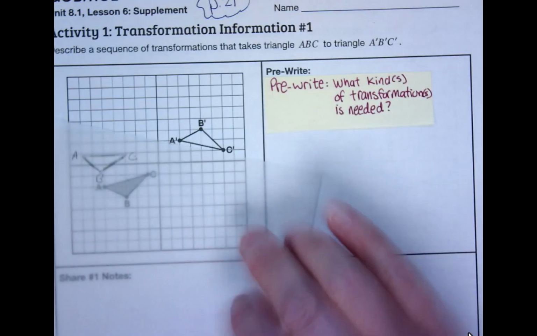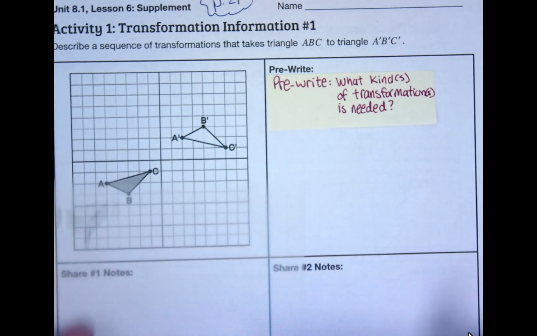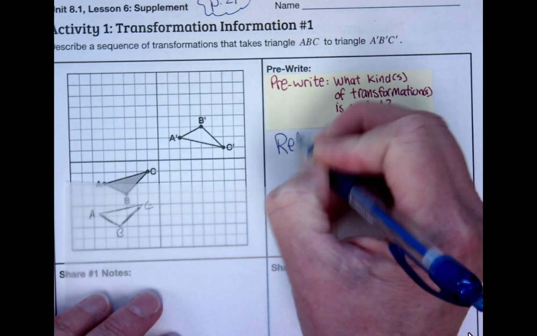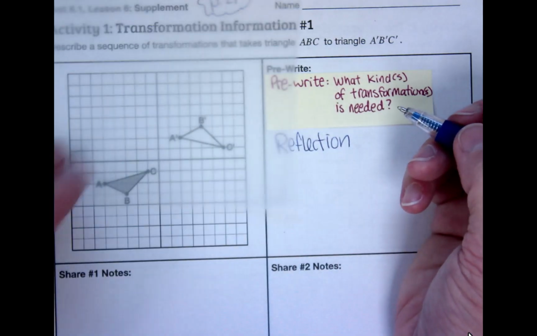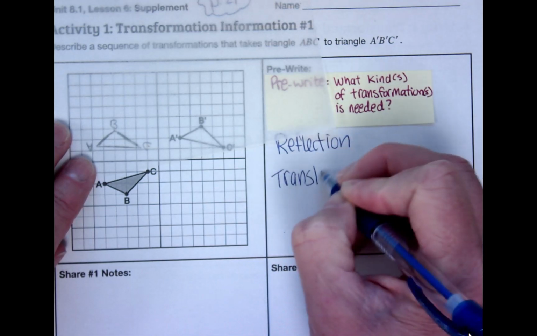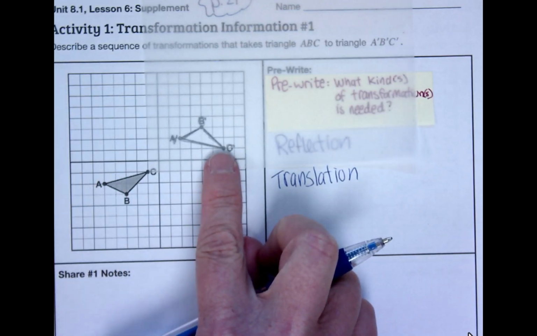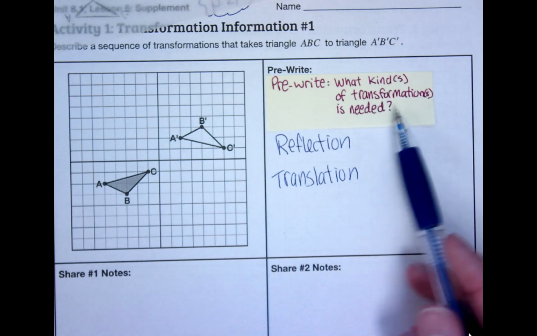So in that step, I just did a little experimenting. And I'm saying that I'm going to need a reflection. Gets me to here. And then a translation. Now I know this is really basic. We're going to get a little more fancy in just a moment. But that's all I wanted to do first, just talk about what kinds of transformations are needed.